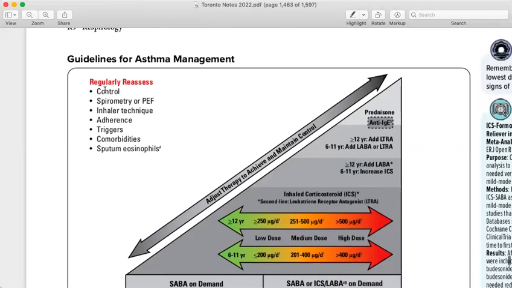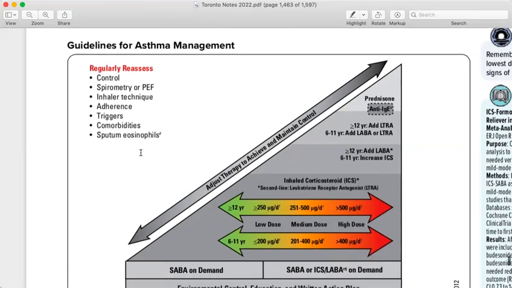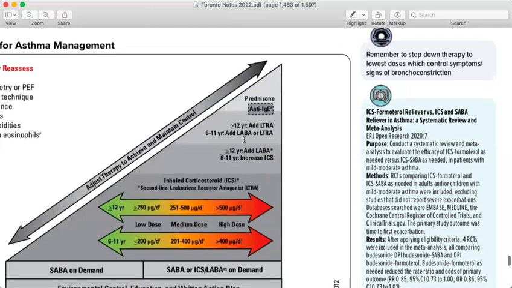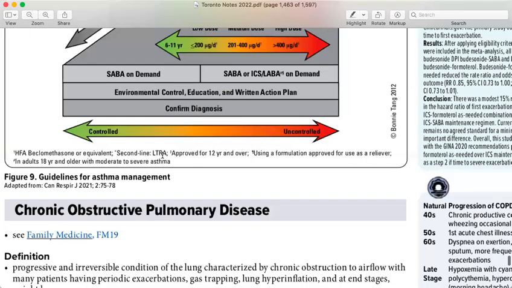Regular reassessment is basically for when somebody is coming to you and the diagnosis is confirmed as asthma, and the condition is either controlled or uncontrolled. What you are going to do is check for control, spirometry, and inhaler technique. Inhaler technique is very, very important because a lot of people miss this one. Then adherence, triggers, comorbidities, and sputum eosinophilia. Remember to step down therapy to the lowest dose that controls the symptoms and signs of bronchoconstriction. So if the patient is controlled, move one step below. I hope this covers asthma as well.